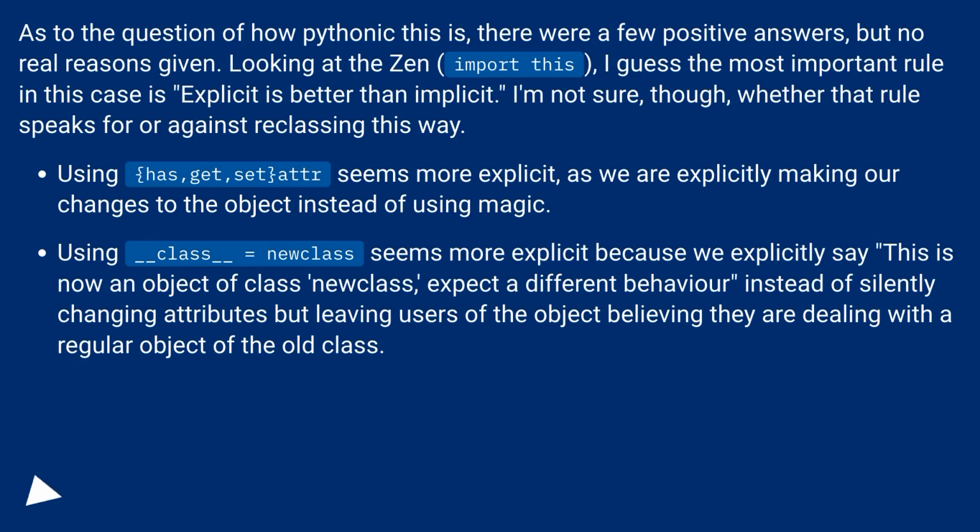Using has get setter seems more explicit, as we are explicitly making our changes to the object instead of using magic. Using __class__ equals new class seems more explicit because we explicitly say, this is now an object of class new class, expect a different behavior, instead of silently changing attributes but leaving users of the object believing they are dealing with a regular object of the old class.